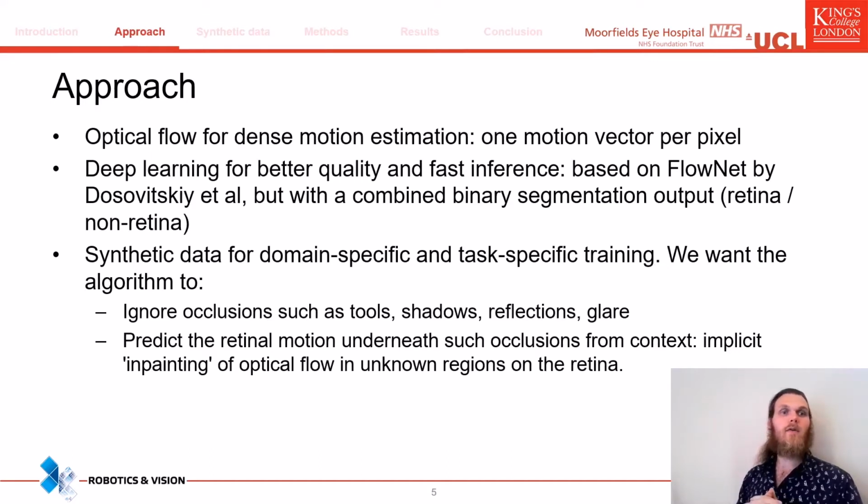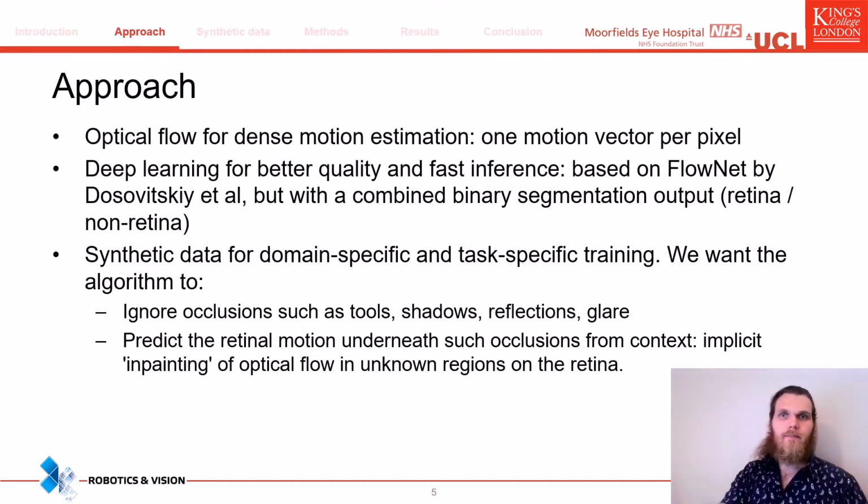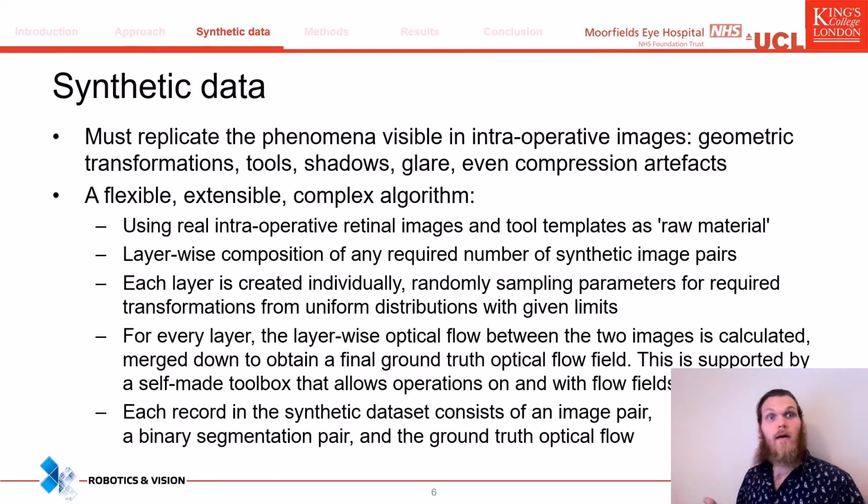We want this algorithm to ignore occlusions such as tools, shadows, reflections, glare, and we want to predict the retinal motions underneath such occlusions, essentially inpainting it from context, from visible retina and visible movements of the retina around it. So synthetic data must replicate the phenomena visible in intraoperative images: geometric transformations, tools, shadows, glare, even compression artifacts.